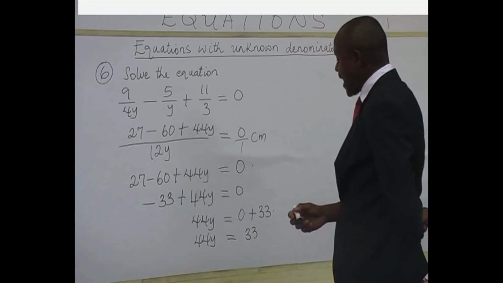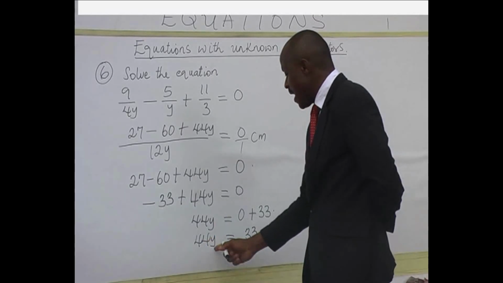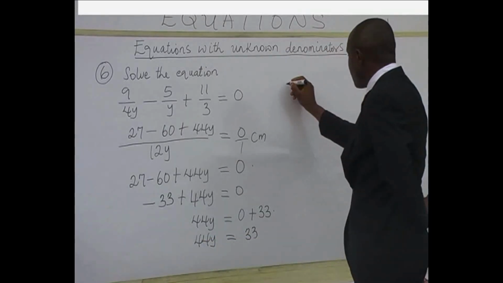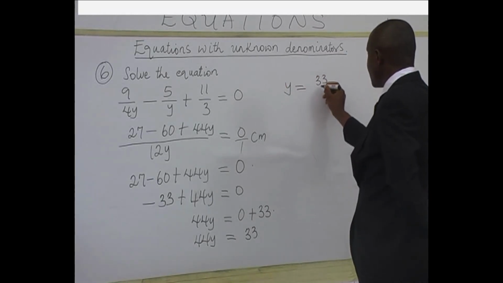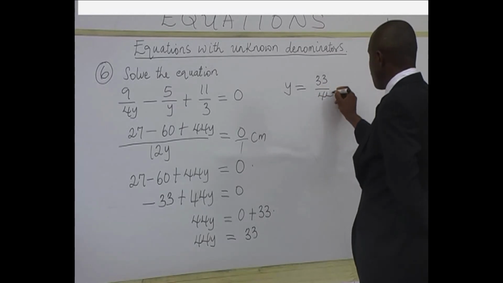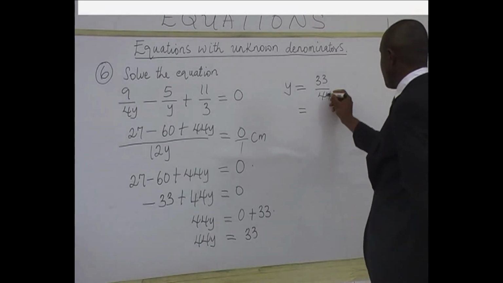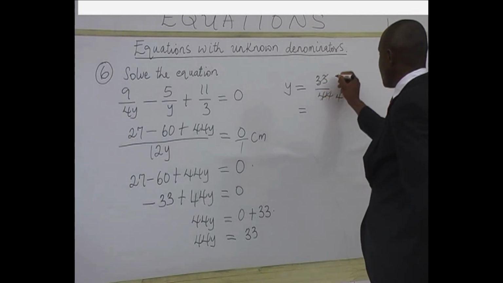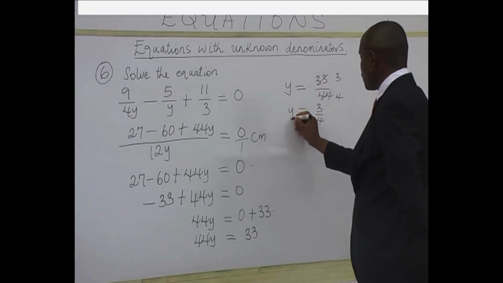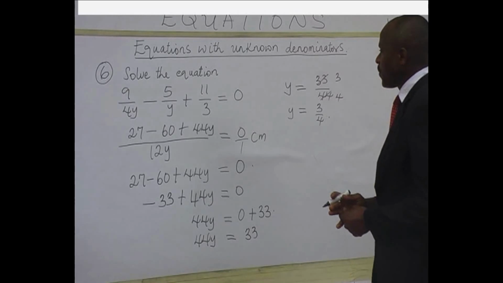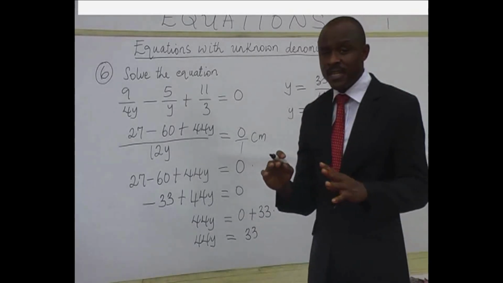Now divide both sides by 44 so as to eliminate 44 from the left hand side of the equation, and you'll be left with only y. So we're going to have y is equal to 33 divided by 44. And 33 divided by 44, if you use 11 to divide, 11 divided into 44 will give you 4, and 11 divided into 33 will give you 3. That means y is 3 all over 4. And that becomes the solution to that last question on the subtopic equations with unknown denominators as at this level, GSS 3.